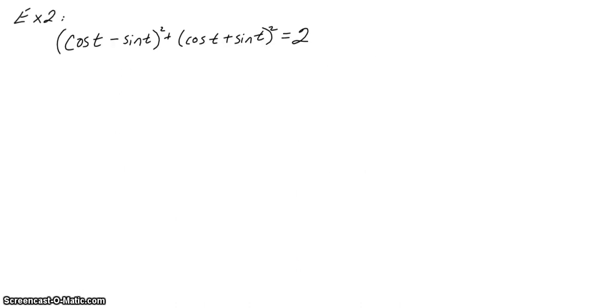Next one. Cosine of t minus sine of t, that quantity squared, plus cosine t plus sine of t quantity squared. Is that, again, that's what we're asking, is that equal to 2? Or, more importantly, show it equal to 2. Obviously, this left side has more gobbledygook, more stuff around it, so that's the place we're going to look.